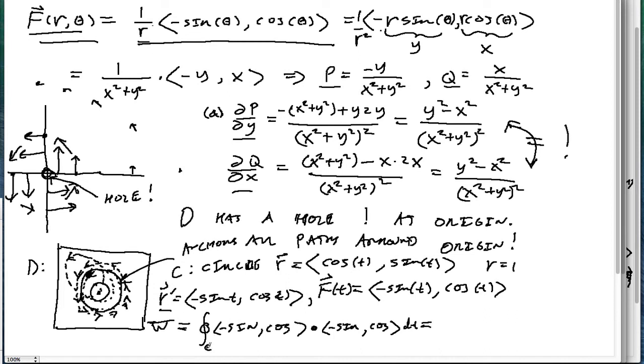Sorry, we should put this from 0 to 2 pi like that. And of course, sine and sine makes a sine squared plus cosine squared. That's what this dot product computes, dt. Of course, that is 1, and we're going from 0 to 2 pi. So the result is 2 pi. And that is clearly not 0.